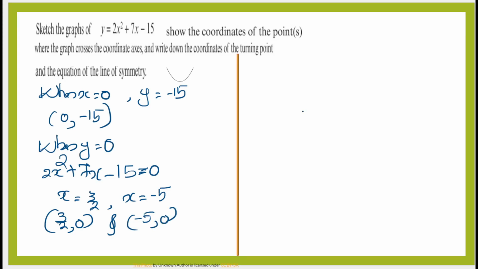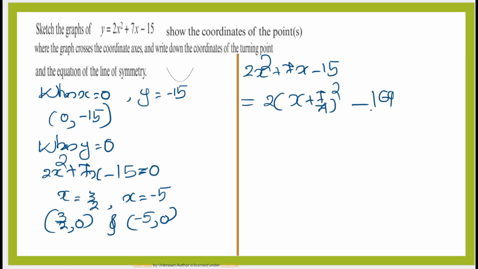Now for finding the turning point, just rewrite the function as a times (x plus p) the whole squared plus q. 2x square plus 7x minus 15 equal to 2 times (x plus 7 by 4) the whole squared minus 169 by 8. The turning point is given by (minus 7 by 4, minus 169 by 8).